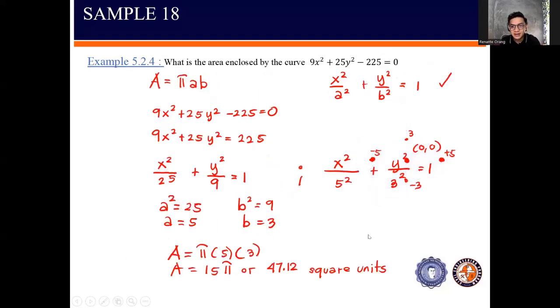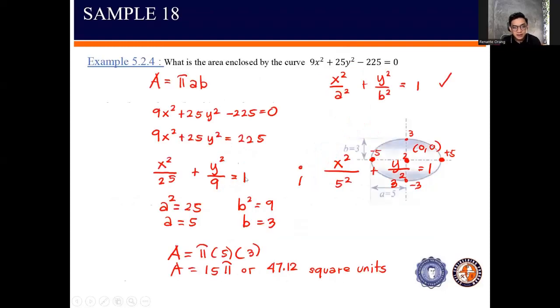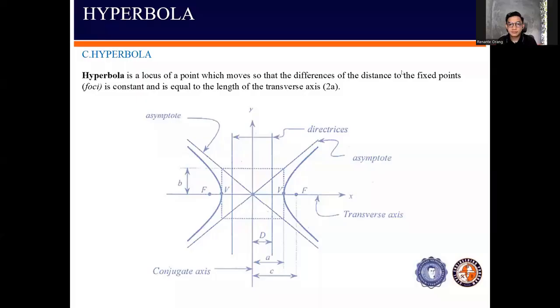So, balikan natin. Saan banda dito yung tinatawag natin na LR? Ayan siya. That is the distance of your focus papunta sa taas and sa baba. Which is sa ating parallel sa ating minor axis. So, pag ganito, for example, yung figure natin, so this is our focus. Ito yung LR natin. Latus rectum na distance. Okay. So, I think that's it for our topic na ellipse.